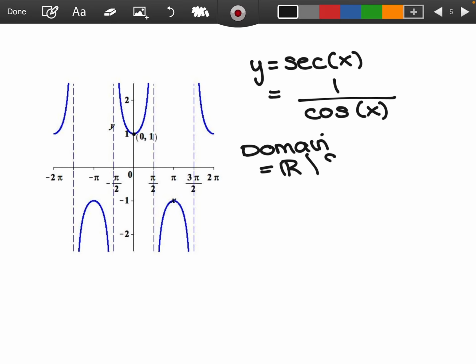So my domain here is going to be all real numbers, but we're going to take out those odd multiples of pi/2.